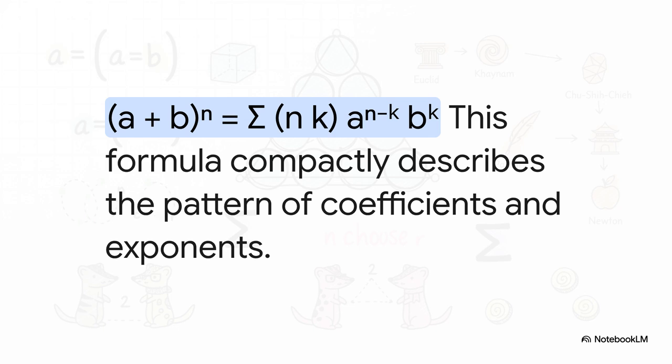That big sigma symbol, it just means add up all the terms. The part that says n, k, that's our n choose k counting shortcut. And the a and b parts are just doing that descending and ascending exponent dance we talked about.